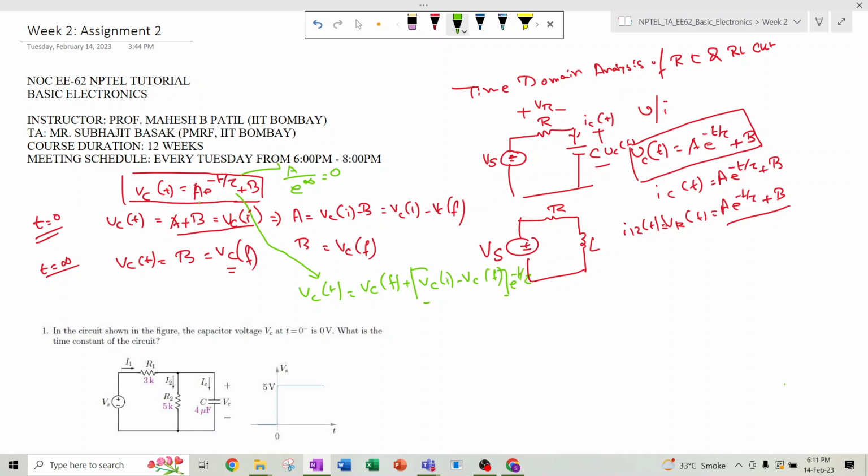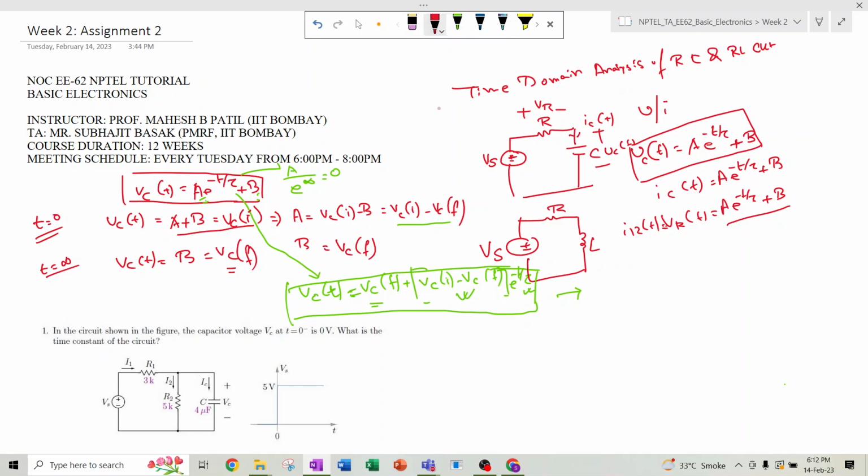So basically I am rewriting this equation. Instead of a we are writing Vc initial minus Vc final, into e to the power minus t by tau, and instead of b we are writing Vc final. So this will apply for any voltage or current in any part of the circuit. So this is called the final value theorem. At any point of time, using this equation, we can determine the value of voltage or current in any part of the circuit.